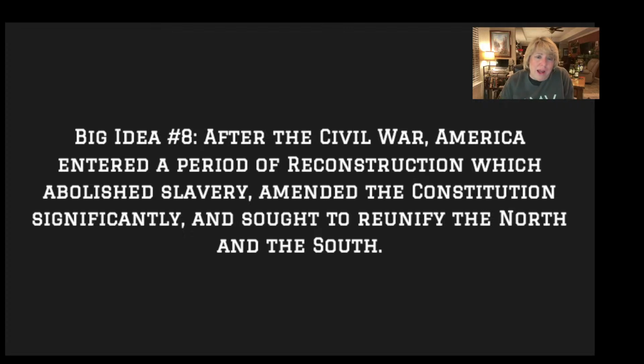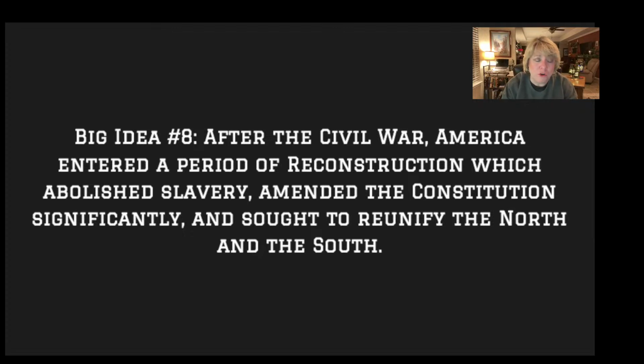You're going to see the rise of organizations such as white leagues and the KKK, the Ku Klux Klan, white supremacy groups that are organized to terrorize blacks in the South and make an effort to prevent them from being able to practice their civil rights, including voting. And then black codes.